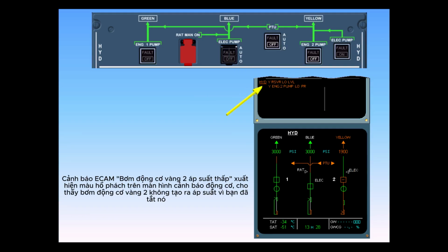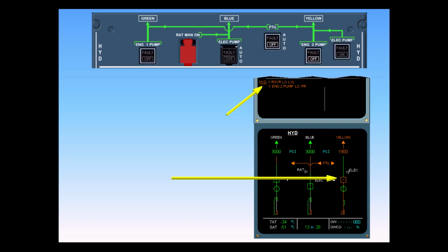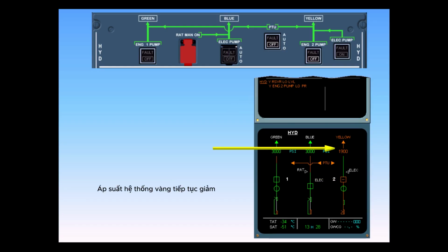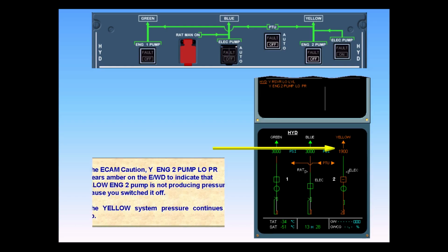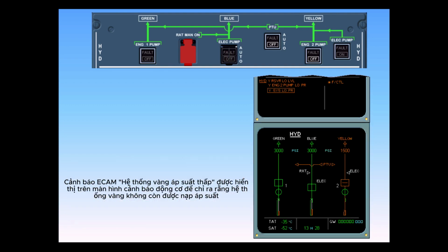The ECAM caution, yellow engine 2 pump low pressure, appears amber on the engine warning display to indicate that the yellow engine 2 pump is not producing pressure because you switched it off. The yellow system pressure continues to drop. The corresponding ECAM caution, yellow system low pressure, is displayed on the engine warning display to indicate that the yellow system is no longer pressurized.